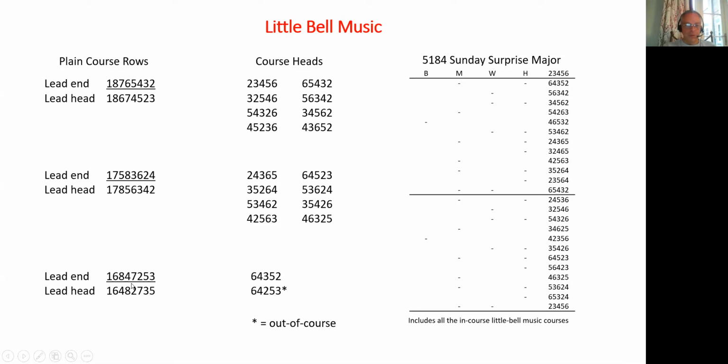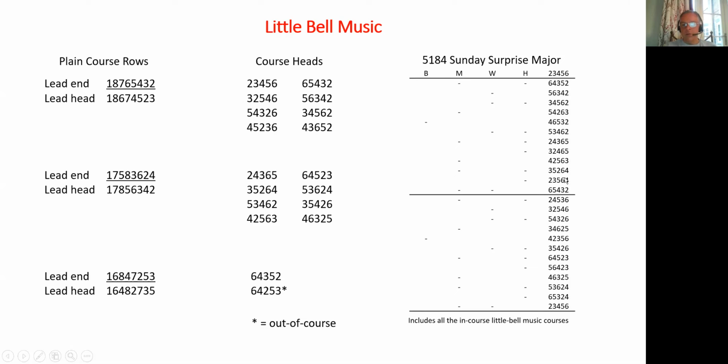There's also another place in the course, this final lead end, where we have 7, 2, 5, 3 and 2, 7, 3, 5. If you ring the course starting from 64352, then at this hand stroke row you'll get 7654s. So that's another way of getting some runs, in this case 7654s.